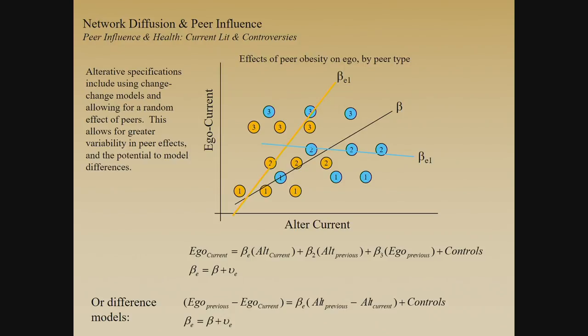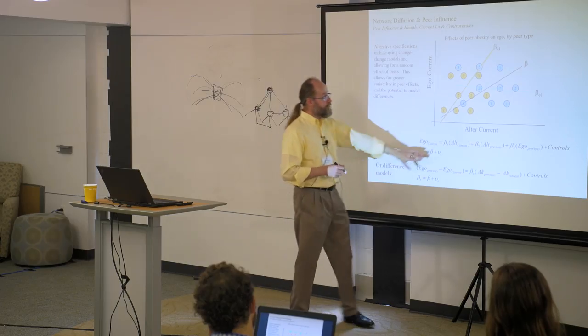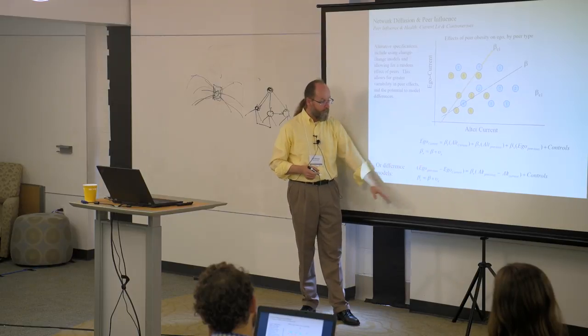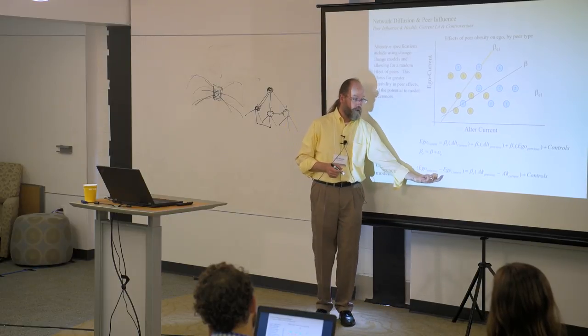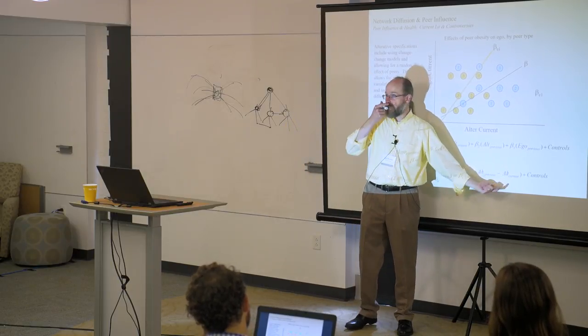So in this case, I fit one line for the blue person and another for the orange person, and we can allow that slope to differ across persons. We can also do an over-time change model, right? So this is the level version of that model. There's another version where I say the change in my weight is a function of the change in my alter's weight.